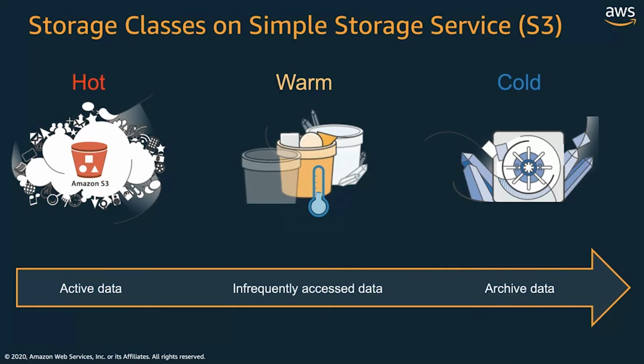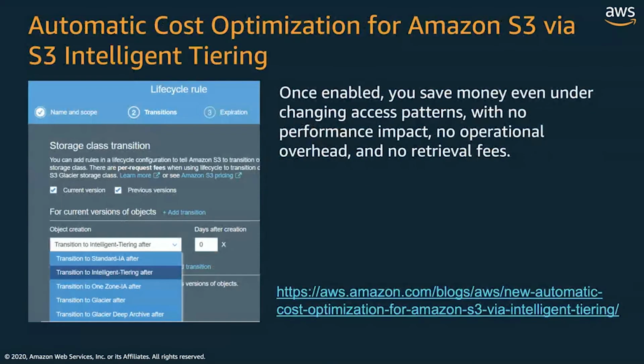This is really kind of reiterating a point I made a couple of slides ago. Just think about the policy around your data. Is this active data that needs to be accessed on a regular basis? Is this infrequently accessed data, which would be in more of a warm category, or does it need to be archived? And S3 has all of those categories or tiers of storage depending on the classification of that data.